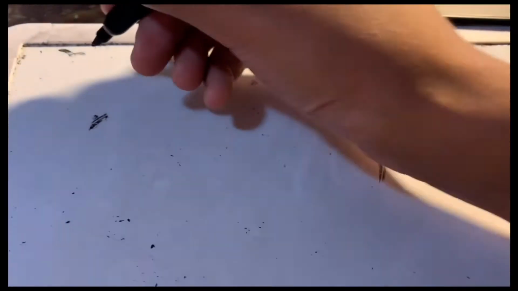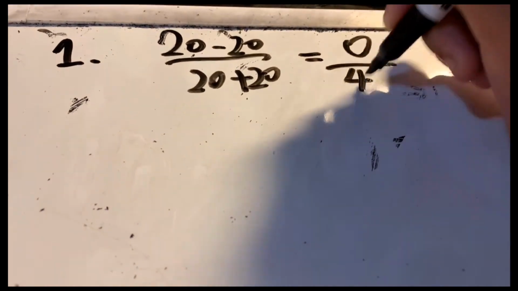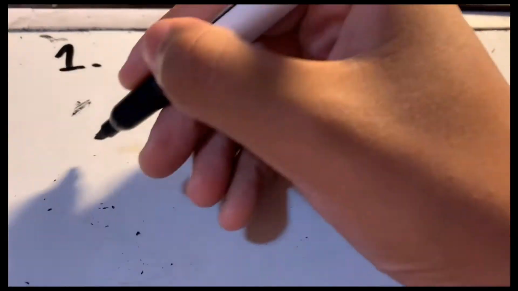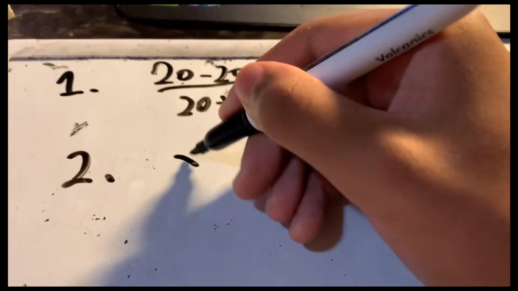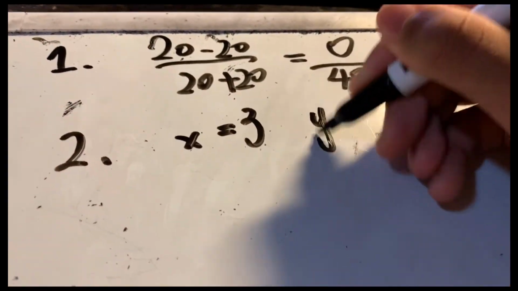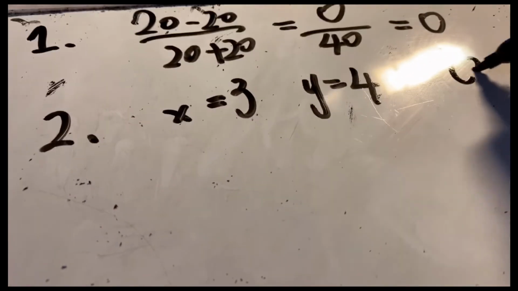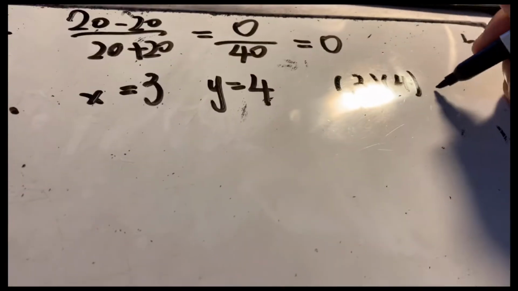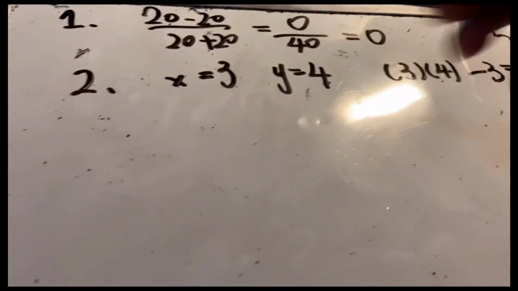Hi, this is the North America Math Contest Go Go Go. We are going to talk about the first 20 problems of Gauss today. First, the value of this is going to be 0 or 40, which is equivalent to 0. Problem 2: when x is equal to 3 and y is equal to 4, the value of xy minus x is going to be equal to 9.